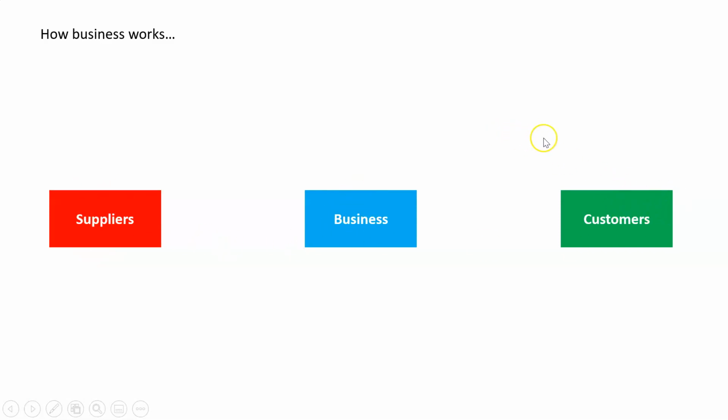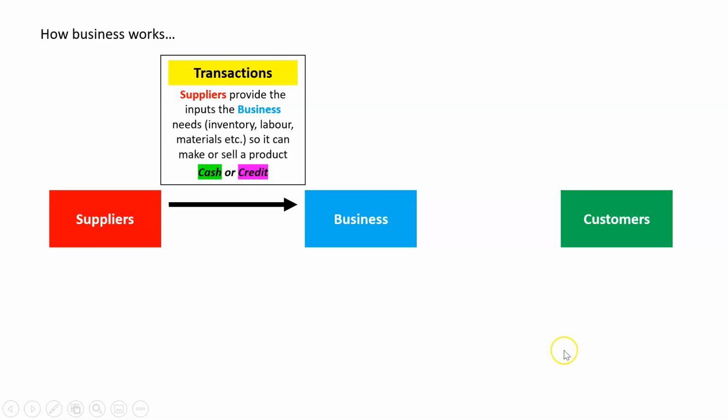So remember, in our subject, we're not thinking like a customer anymore. We are the business. So from our perspective, what is business? Well, you're going to have suppliers. They provide inputs to the business, so things like inventory, labor, materials. They're the things that we need to run the business. We're going to get those from suppliers.